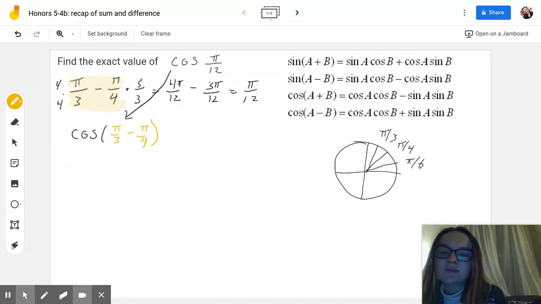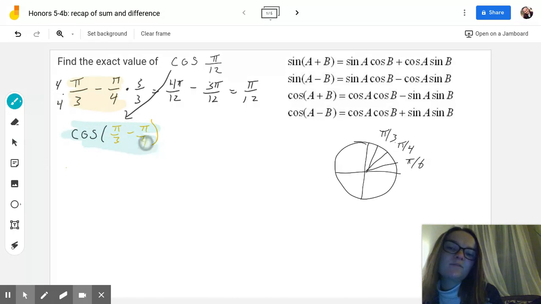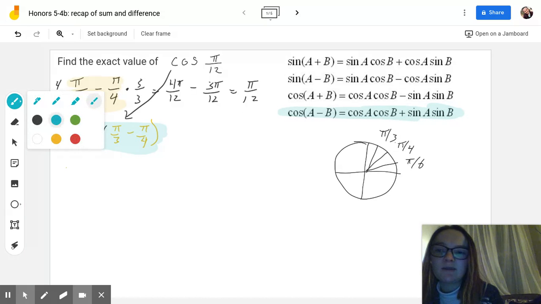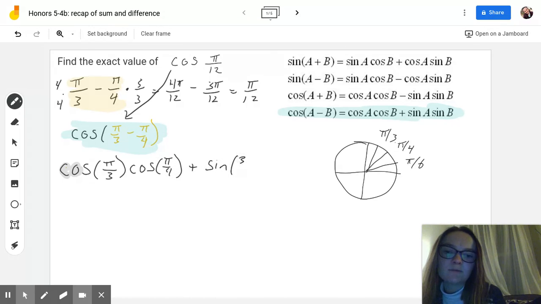The reason I'm doing this is I want to use sum and difference. So at this point, I want to identify what is the sum and difference formula that best matches cosine of something minus something. Well, this is cosine of something minus something, so let's rewrite it. I'm going to have cosine of A, where A is pi over 3, times cosine of B, which is pi over 4, plus sine of A, which is pi over 3, times sine of B, which is pi over 4.